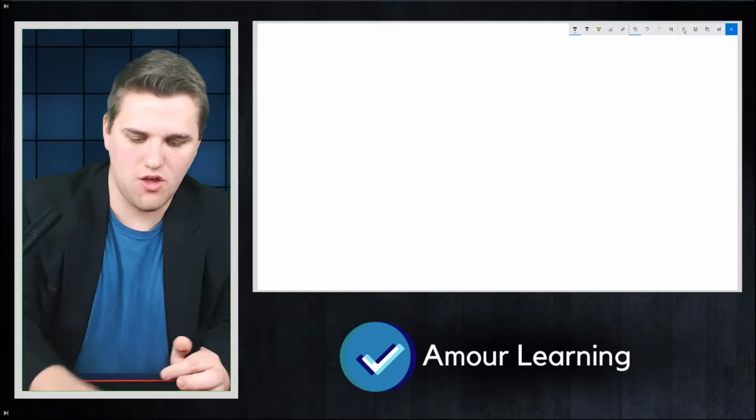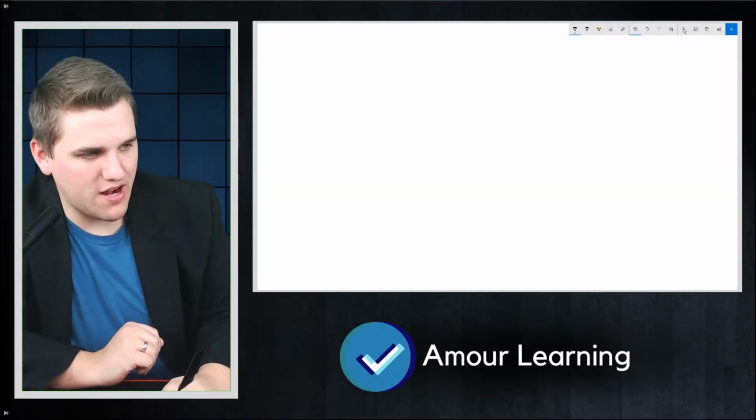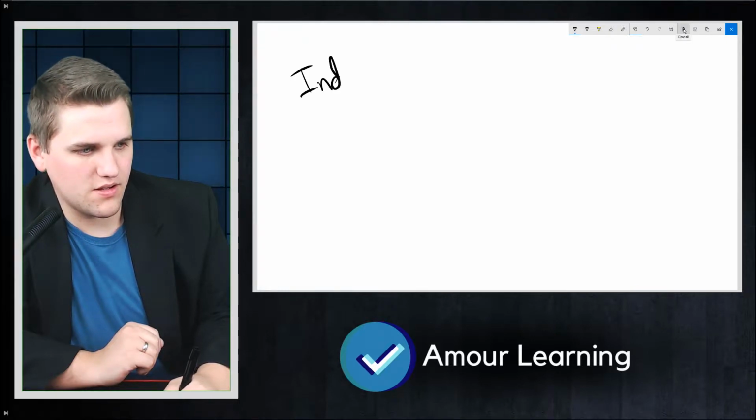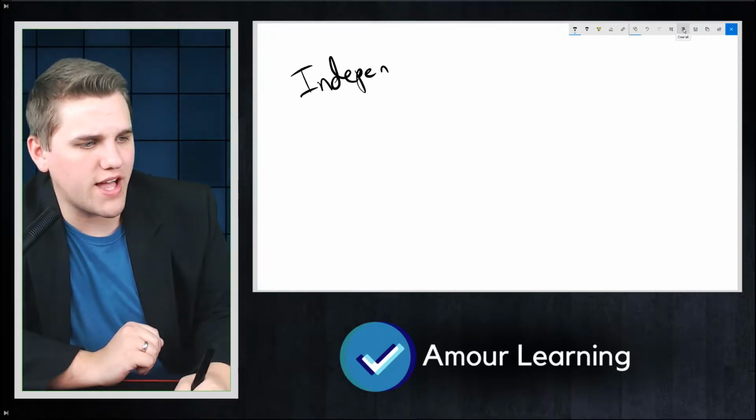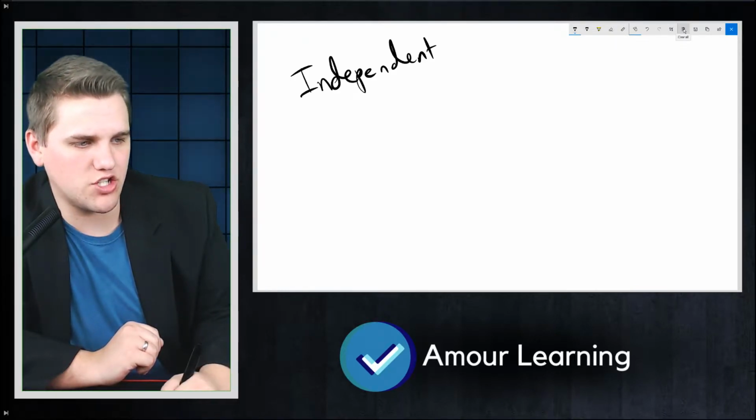In this lecture, we're going to be talking about independent events and mutually exclusive events. So let's start with independent events. What does it mean for two events to be independent of each other?